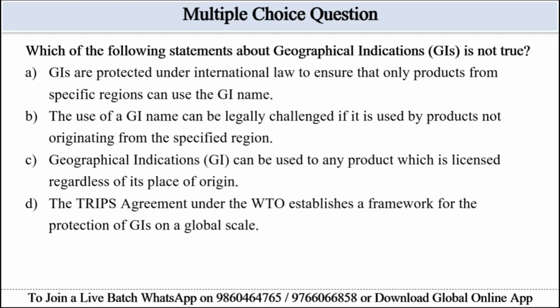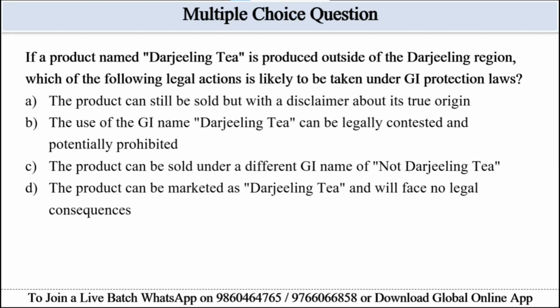Let's see the next question. If the product name Darjeeling tea is produced outside of the Darjeeling region, which of the following legal actions is likely to be taken under GI protection law? So we have options here. Option A, the product can still be sold but with a disclaimer about its true origin. Option B, the use of a GI name, that is Darjeeling tea, can be legally contested and potentially prohibited. Option C, the product can be sold under a different GI name of non-Darjeeling tea. Option D, the product can be marked as Darjeeling tea and will face no legal consequences.